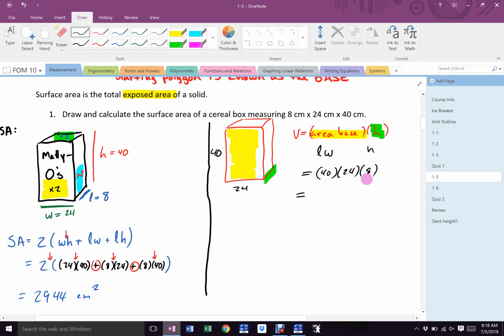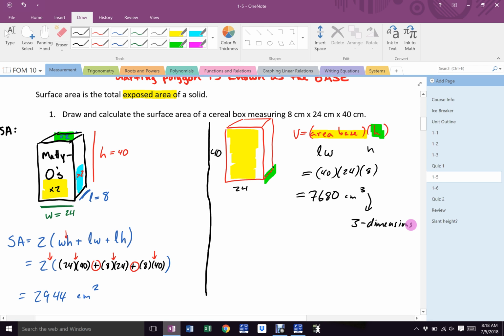Now, I know 7,680 centimeters cubed. Why cubed? 3 dimensions. I know for a fact that the first time you were taught volume, you were taught LWH. I know this because my kid just finished grade 6. She just did volume. So you were all taught LWH.